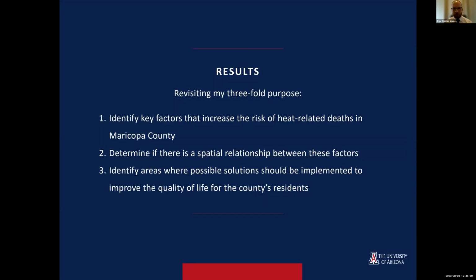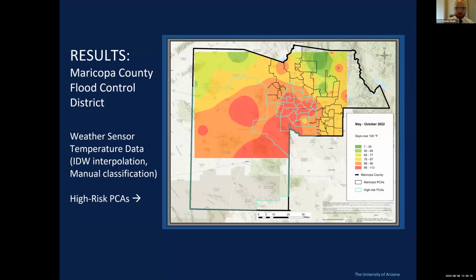So just to revisit my threefold purpose, again, it was to identify key factors that increase the risks of heat-related death, to determine if there's a spatial relationship between these factors, and then to identify areas where solutions could be implemented. And these are my resulting maps.